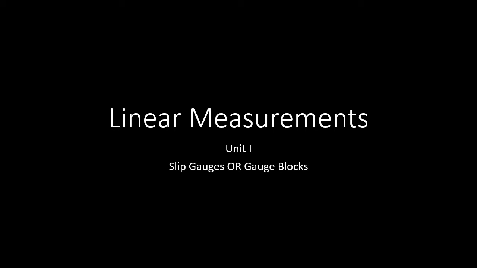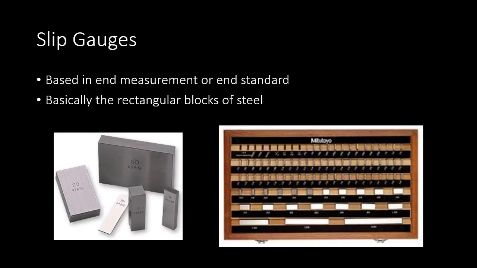Hello. The next linear measuring instrument is slip gauges, or gauge blocks. Slip gauges are based on end measurements, or end standard, and slip gauges are basically rectangular blocks of steel as shown in this picture. And these slip gauges, or rectangular blocks, are generally kept in a box like this.